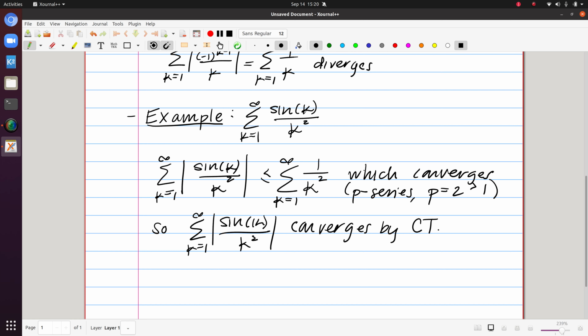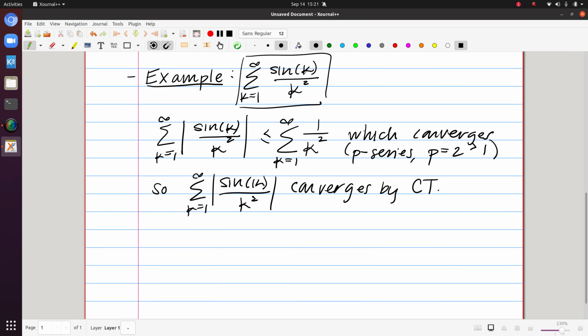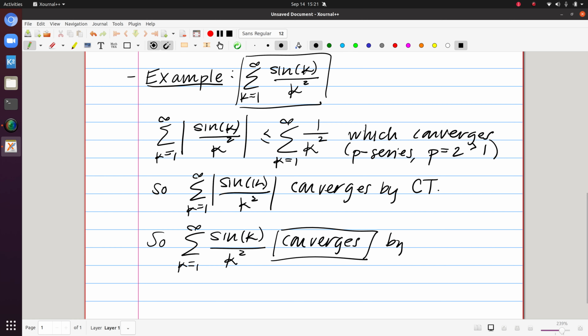But we're not done, because our original intent was to look at the sum of the terms without the absolute value. But now we know that if I were to put the absolute value around those terms, the series converges. So this is enough for me to say that the original series converges, but I have to reference the absolute convergence theorem.